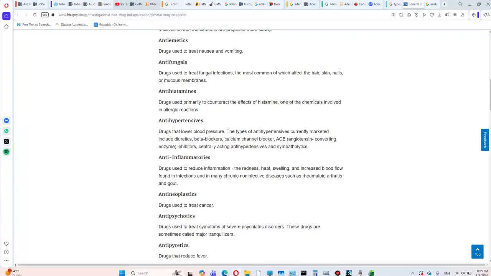Antihypertensives, drugs that lower blood pressure. The types of antihypertensives currently marketed include diuretics, beta blockers, calcium channel blockers, ACE (angiotensin converting enzyme) inhibitors, centrally acting antihypertensives, and sympatholytics.